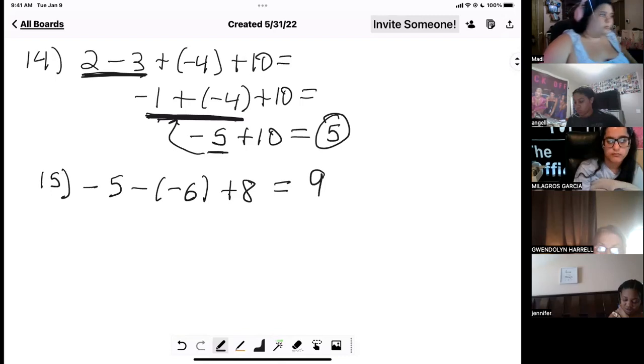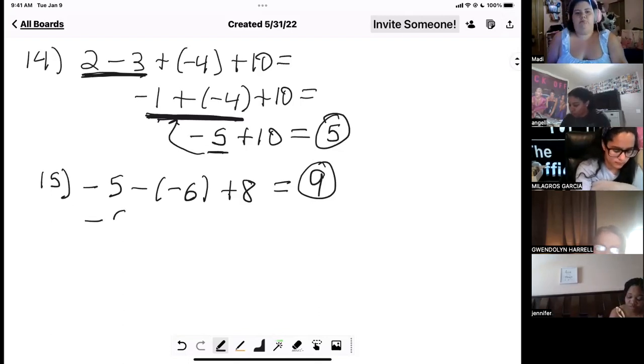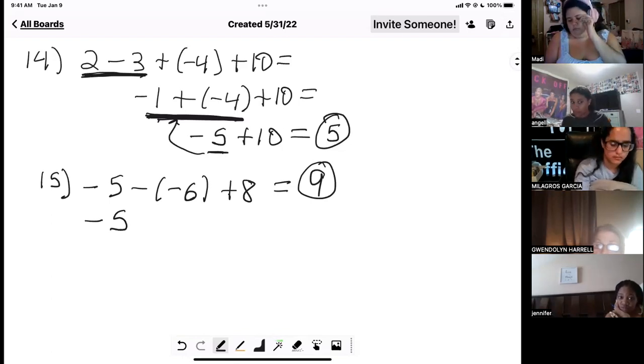Nine, is that right? 9? Okay, just to go over it. I got minus a 7, negative. You got 7? Okay, let's go over it. Maybe I did it wrong in my head. So hold on. All right, negative 5 minus a negative makes a positive, so I would rewrite that first.